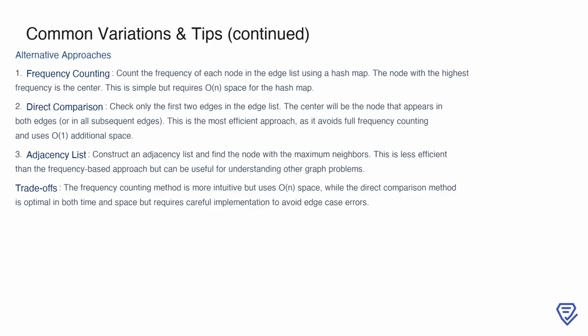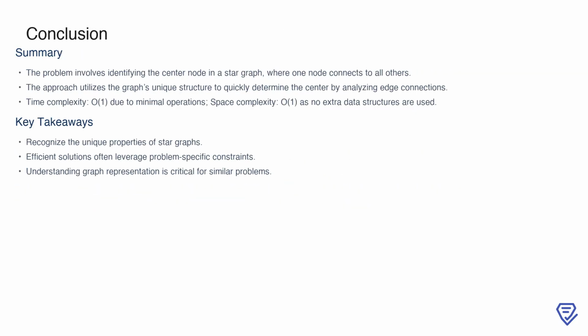This approach is optimal in both time and space, requiring only O(1) additional space, but it does demand careful handling of edge cases. Another option is to construct an adjacency list and identify the node with the most neighbors. While less efficient than frequency counting, this method can be useful for learning about adjacency list construction and its applications in other graph problems. When choosing an approach, it's important to weigh the trade-offs. Frequency counting is intuitive but uses more space, while direct comparison is faster and more space efficient but may require more careful implementation. Great work!